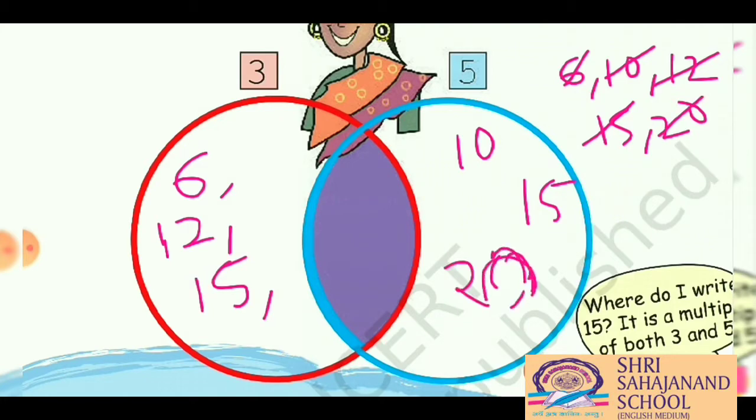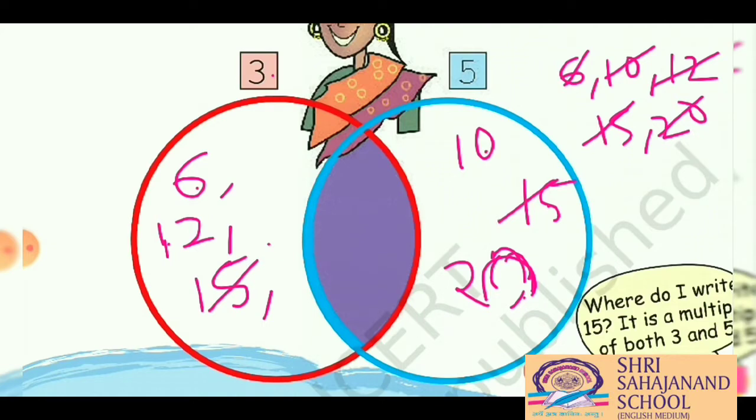Clear? Now here you can see that 6, 12, 15 are the multiples of 3, and 10, 15, 20 are the multiples of 5. So in both circles you can see that 15 is common.